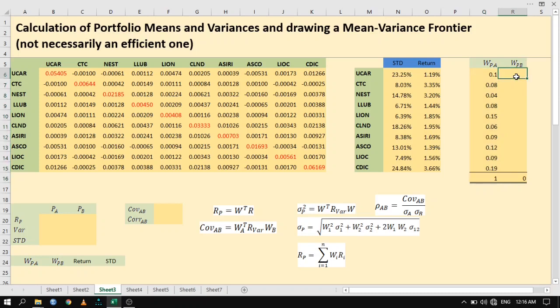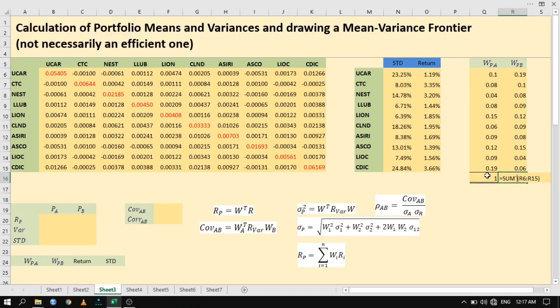And I'm going to assume another portfolio, that is portfolio B. So arbitrarily, again I'm going to put some values here. 0.19, 0.1, 0.08, 0.09, 0.12, 0.09, 0.08, 0.15, 0.04. Again I can enter 0.06 so that the sum of the whole set of weights is equal to 1. So that is there.